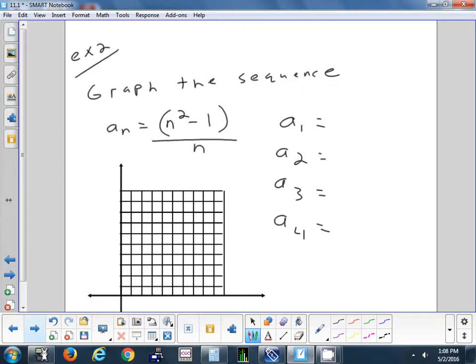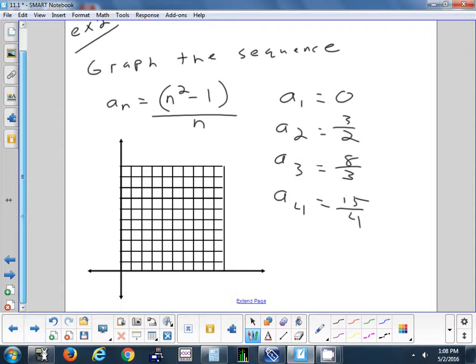Okay. Does anybody remember what the first term was in this sequence? 0. And the second term? 3/2. Third term? 8/3. Thirds. And let's do one more. Fourth term? You got me there. 15.